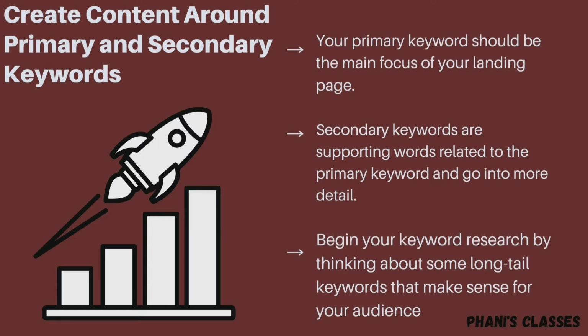Secondary keywords are supporting words related to primary keywords and go into more detail. By including these secondary keywords in your content in a way that reads naturally, of course, you will likely improve your search rank. Begin your keyword search by thinking about some long tail keywords that make sense for your audience.